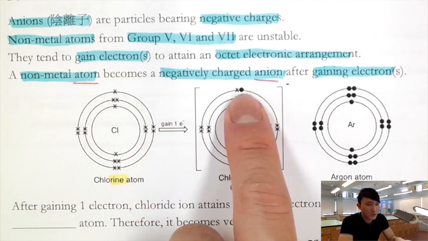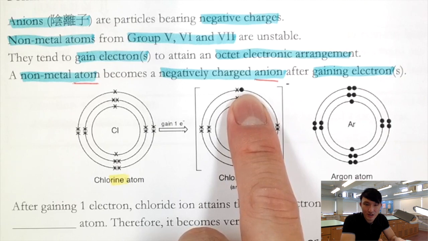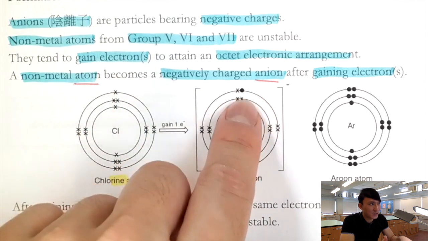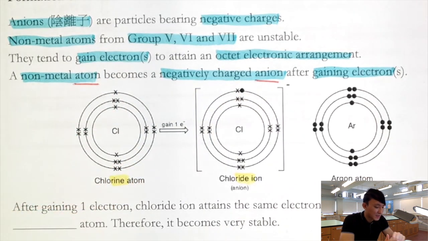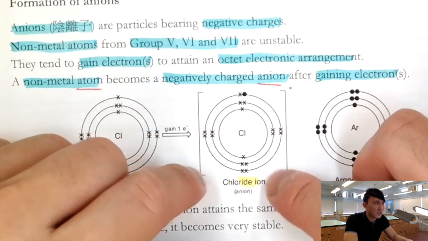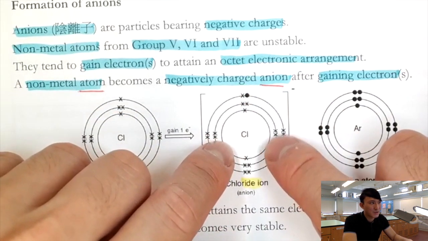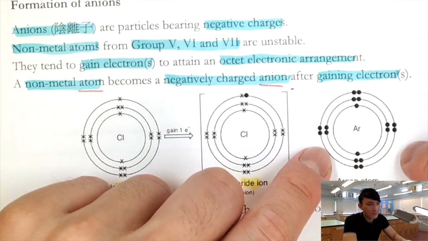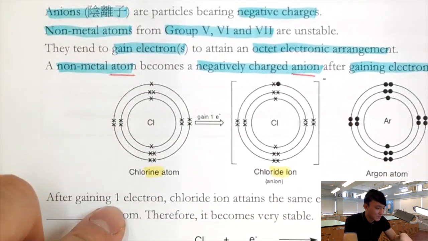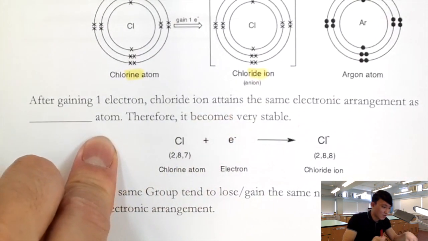Now you notice we will usually use another symbol to represent that extra electron which is not originated from the atom. So originally we use crosses, and now that extra electron we use a dot to represent. Okay? After gaining that electron, remember again use a square bracket to enclose the electron diagram and put the charge on the top right-hand corner. Okay? Now this chloride ion happens to have the same electronic arrangement as argon atom, and therefore both are very stable. Okay? So you see after gaining one electron, chloride ion attains the same electronic arrangement as an argon atom.